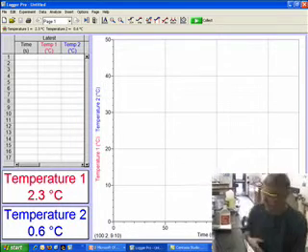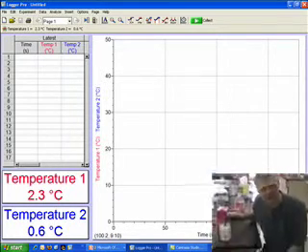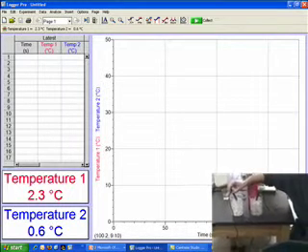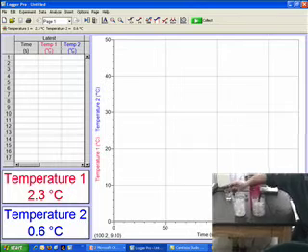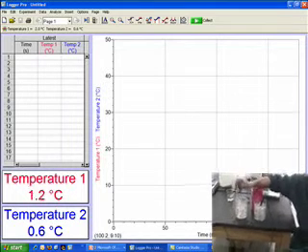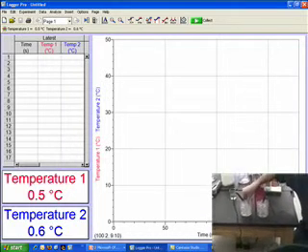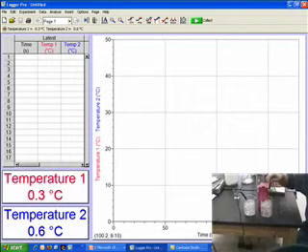Well, I'm back again, and now instead of boiling water, I have just some ice. If you look at the temperatures, they are roughly around 0 degrees. What are they at? We got 0.6 for temperature 2 and 2.3 for temperature 1. This is beaker 1, and it probably needs to cool down a little bit more, and we need to have some ice melt. And then we have beaker number 2.